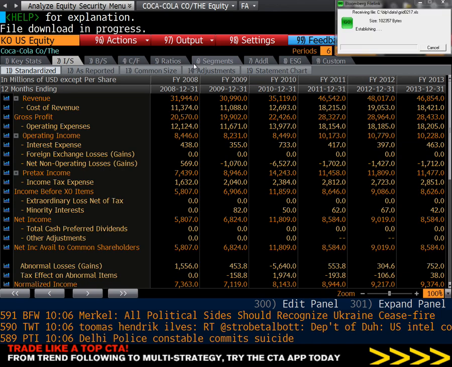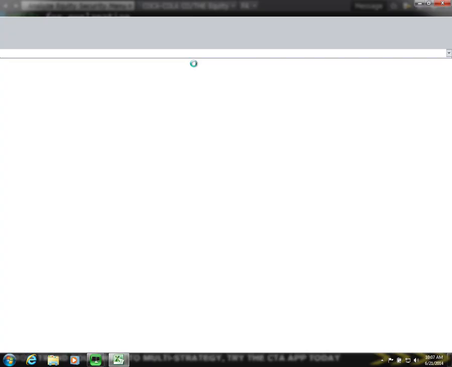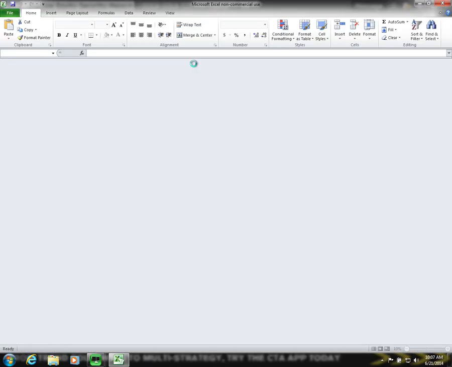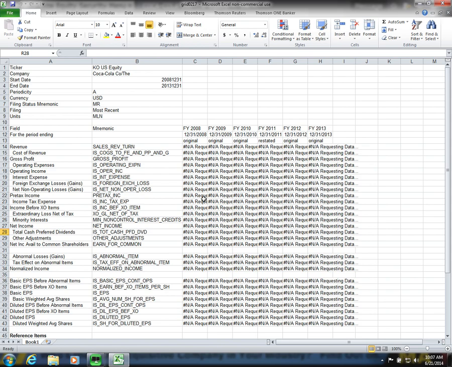So what will happen is, assuming Excel is loaded on the terminal, it'll open up Excel. It will always give me a security warning. Microsoft always gives you a security warning when you dump to Excel from Bloomberg. So you have to hit yes, otherwise everything will just stall.